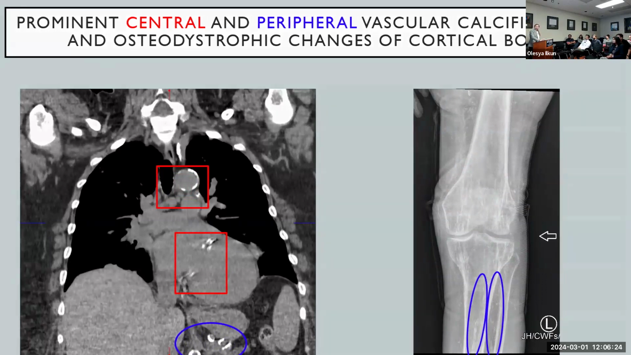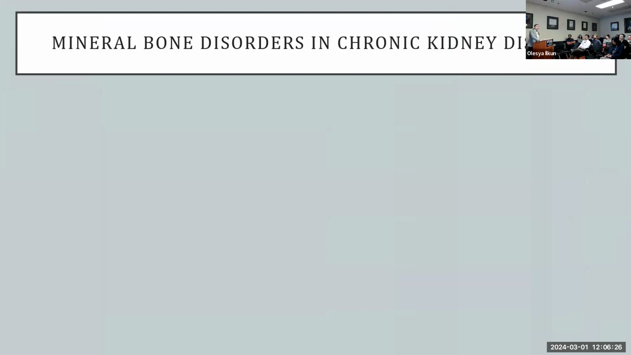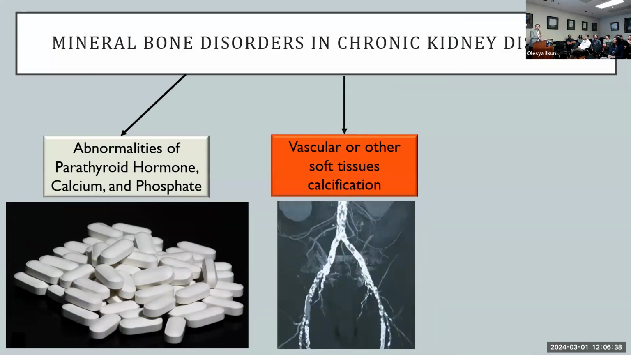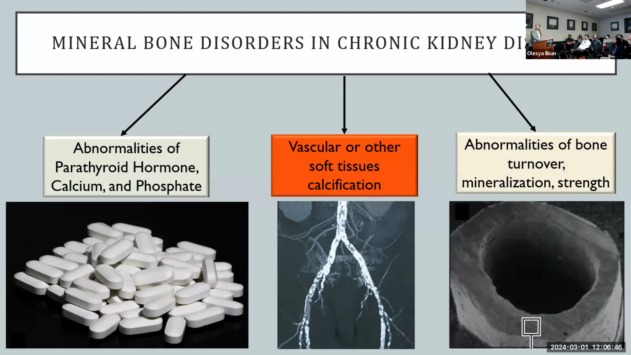So this leads us to the three main aspects of management and looking truly at mineral bone disorders in patients with chronic kidney disease. So we look at abnormalities of PTH, calcium, and phosphate. We look at vascular or other soft tissue calcifications. This is not her, but another representative image. And we'll look at abnormalities of bone turnover, mineralization, and strength. So let's start with the first part.